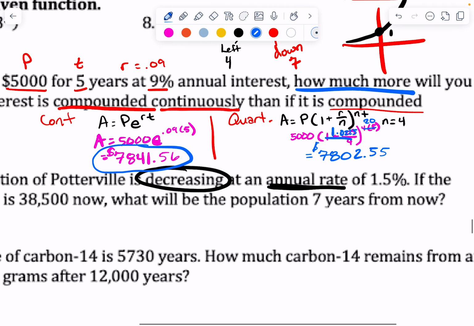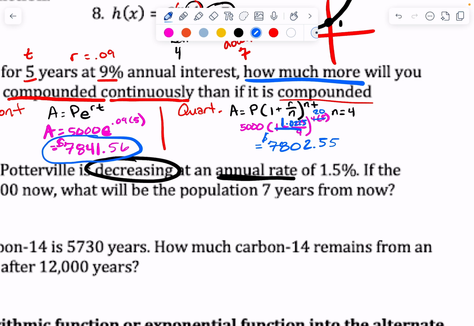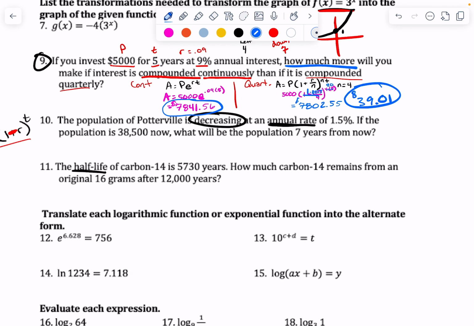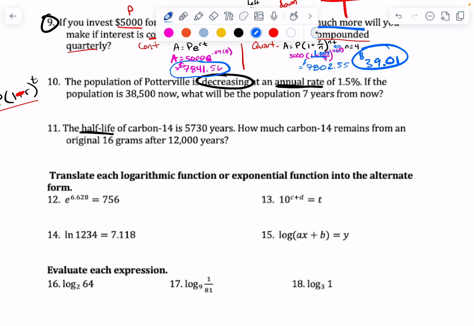And they say how much more? If I subtract those two, 7841.56 minus 7802.55, I get $39.01 more if I do the first route rather than the second route. Okay, so the other two functions in that section, you can try to do with the formulas. These ones should be short and sweet.